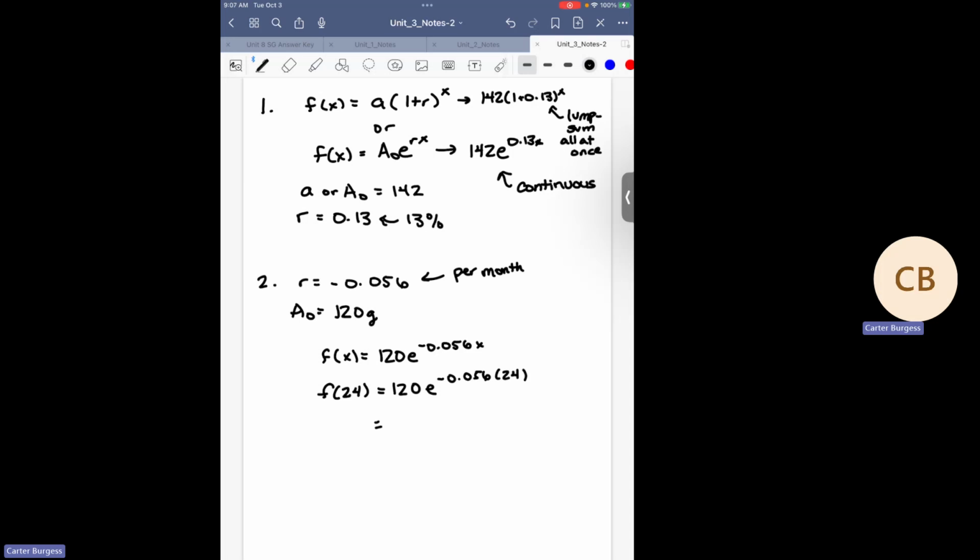for which I get... 120 e to the negative 0.056 times 24. I get about 31.296 grams. Now, this is more than what you would get if you used your a times 1 plus r to the power of x, which is also fine. I believe that amount comes out to being around 30 grams, but either way, perfectly acceptable.